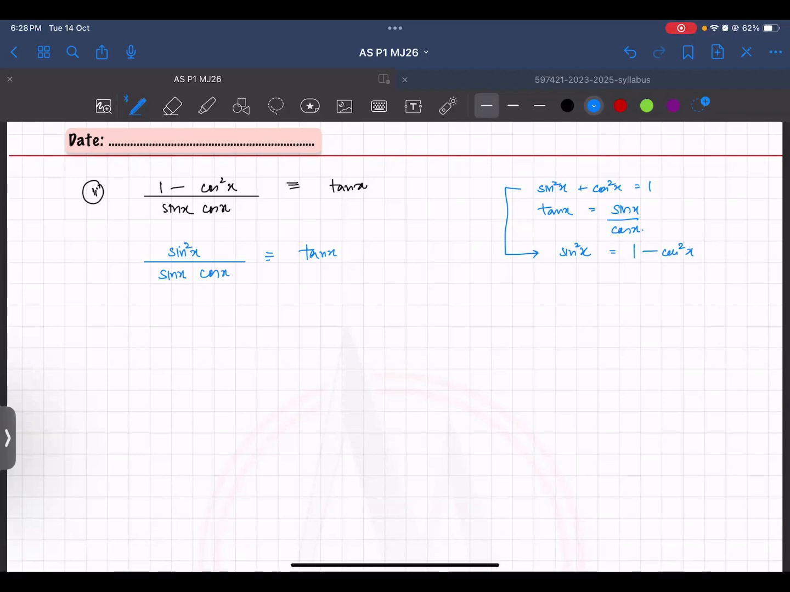You will eventually get to the answer. So look, in this one, 1 minus cos square, I replaced it with sine square because I've used the identity. So now this sine and this sine square cancel out. So you have sine x upon cos x, which is equal to tan x. Sine x upon cos x, we have it is the tan x. So we have hence shown. This is your answer. That's it.